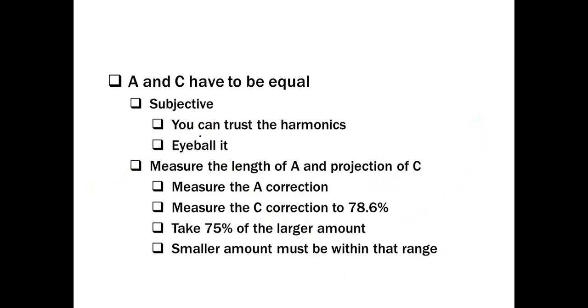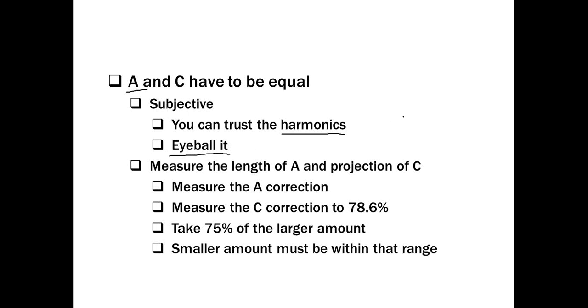So as far as A and C being equal, you can trust the harmonics. When you have those harmonics in place, when you know that A has retraced to approximately 61.8% of X, when you know that B has retraced between the 38.2 and 88.6 of A, and you see that C has come up to the 78.6 level, that is about as black and white as it gets as far as rules for a Gartley pattern.